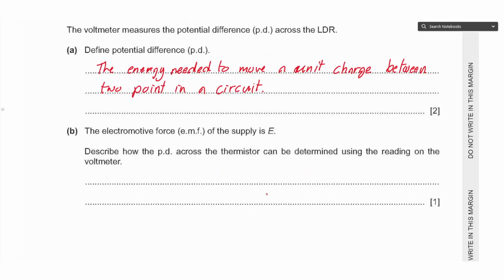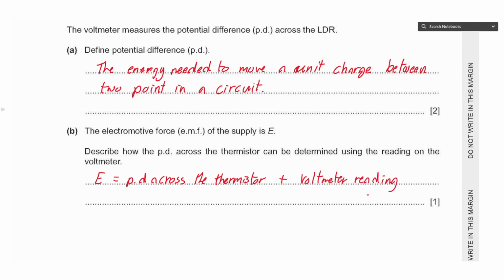Part B says the electromotive force of the supply is E. Describe how the potential difference across the thermistor can be determined using the reading on the voltmeter. So we can say, since everything is in series, that the total EMF of the battery is equal to the potential difference across the thermistor and the potential difference across the LDR, which has the voltmeter reading, so plus voltmeter reading.